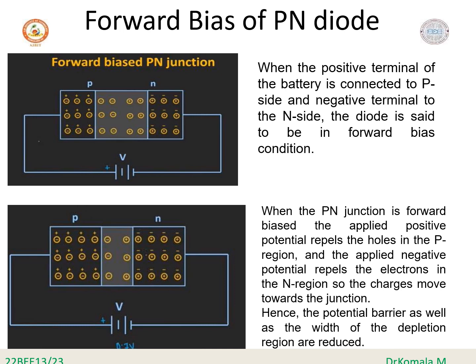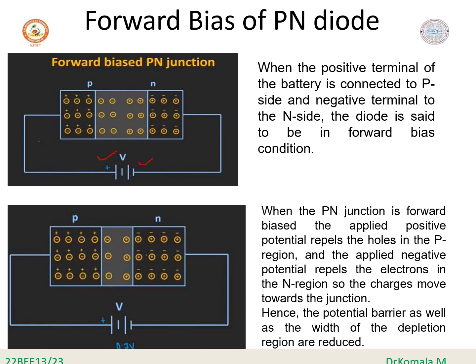Coming to the second condition, that is the forward bias of a PN junction diode. When do we call a diode forward biased? Whenever we connect the positive terminal of a battery to the P type and the negative terminal of the battery to the N side of a diode, the diode is said to be under forward bias condition.